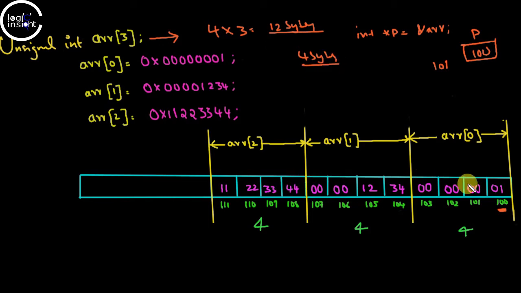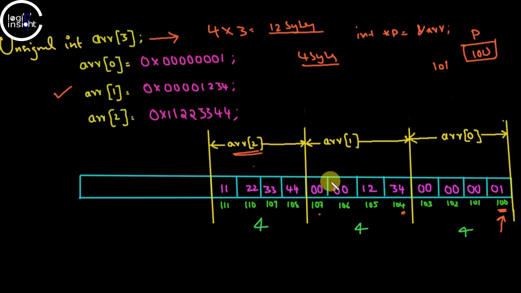If the pointer points here, then 1 2 3 4, these are all the data present in array 0. For getting this data we have to increment it 4 times, so that's why there is an increment of 4 bytes for an integer pointer. If I want to fetch the data present in array 2, I'll increment 4 times here, 1 2 3 and 4, and from there I'll get the data.